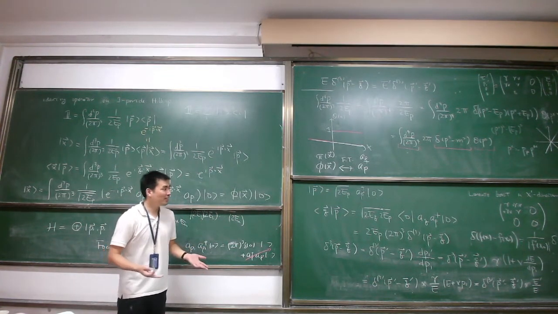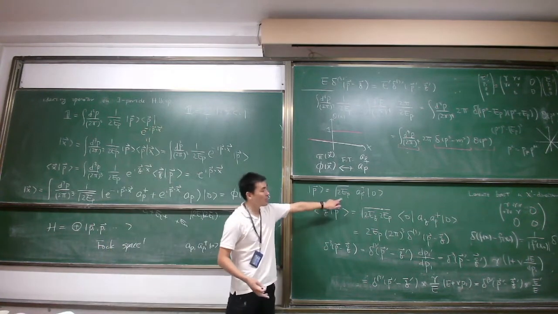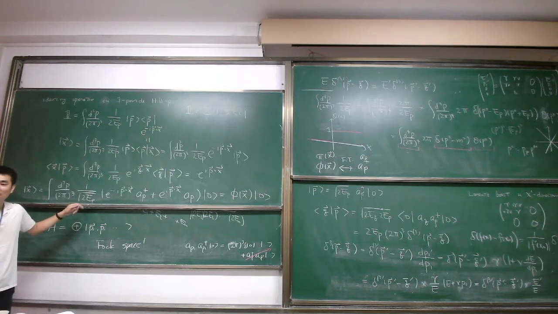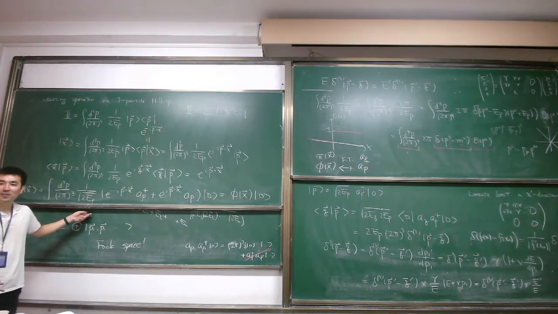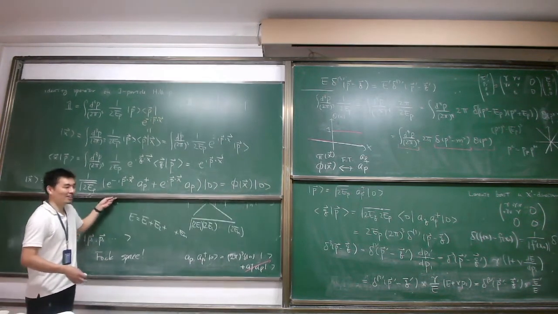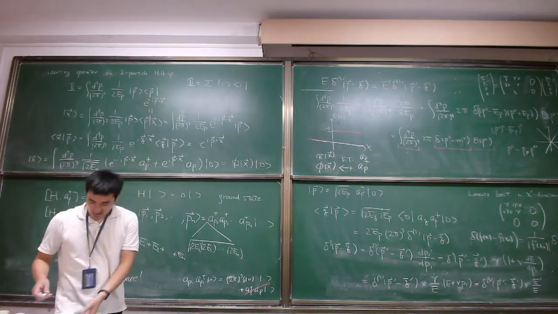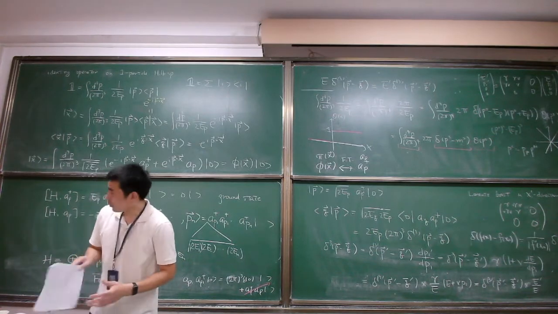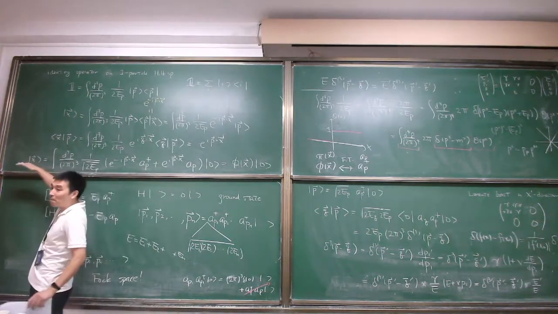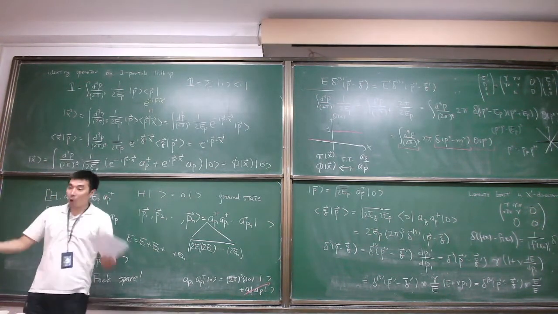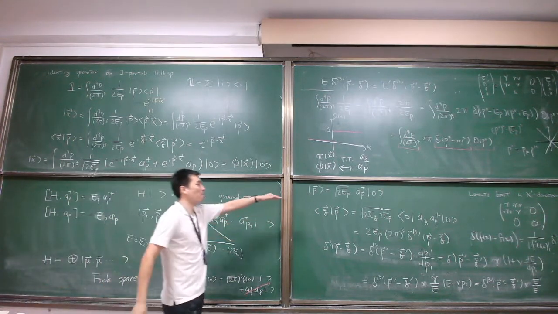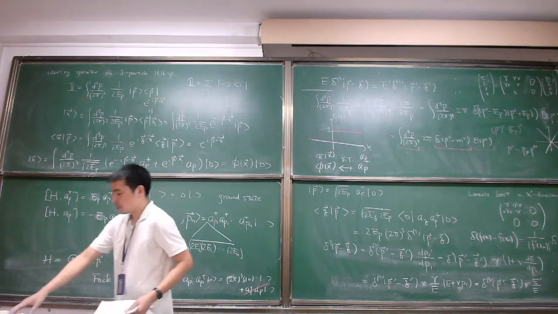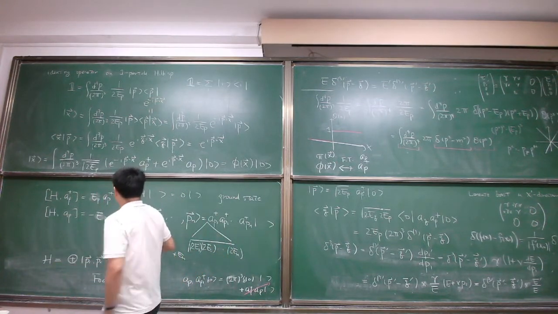The reason why I put the square root 2EP is to get this 1 over square root 2EP. Hopefully it's understandable. So this can be understood as the one particle state in coordinate space, and this is the one particle state in momentum space. And they are Fourier dual to each other.